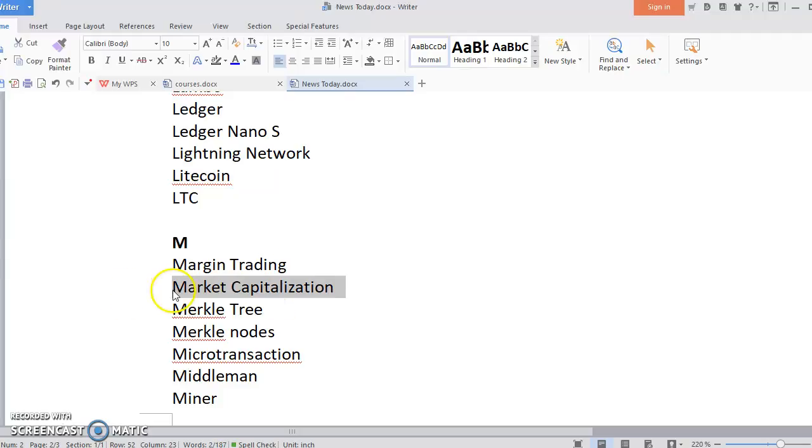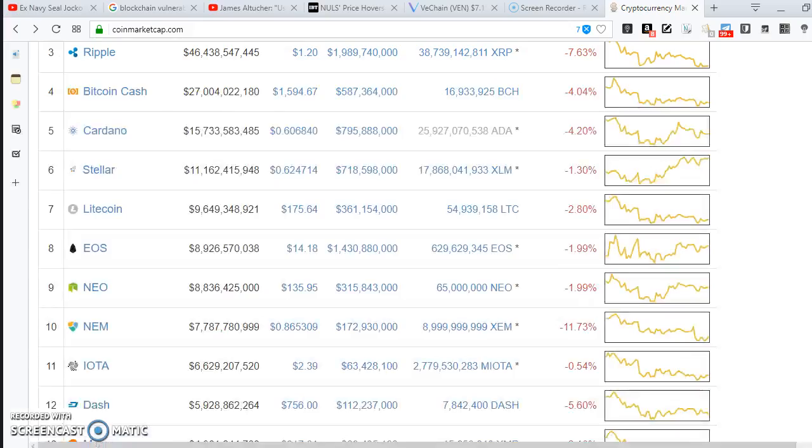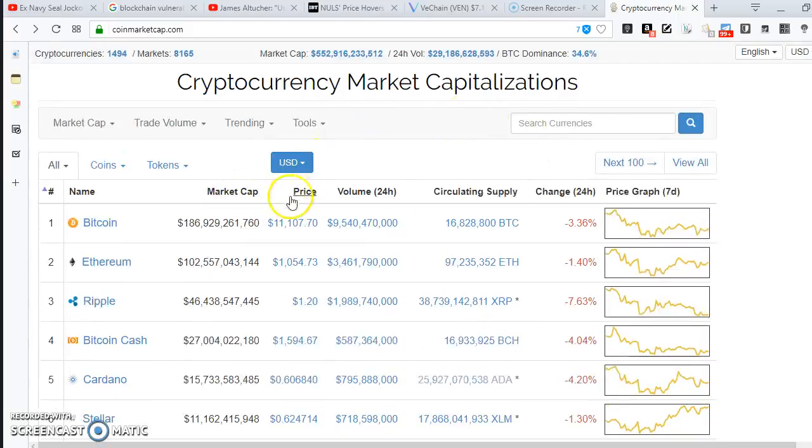You talk about market capitalization. So market capitalization is basically when you calculate the circulating supply of an asset, BTC or whatever the asset may be, then you take the circulating supply, 16,828,800 BTC, and you multiply it by the price at that time, then you get the market capitalization of that asset.